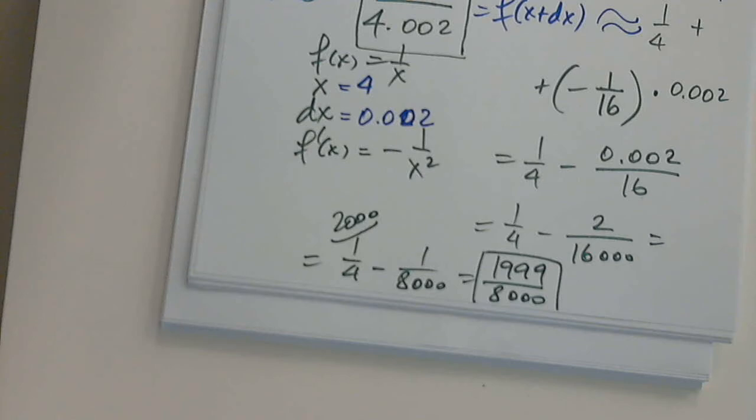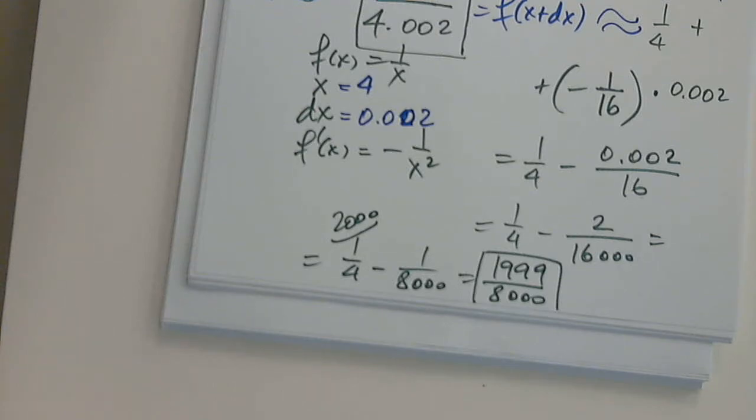Okay, 1 divided by 4.002 and 1,999 divided by 8,000. Pretty good? It's not exact. We don't expect it to be exact, but it's pretty good.